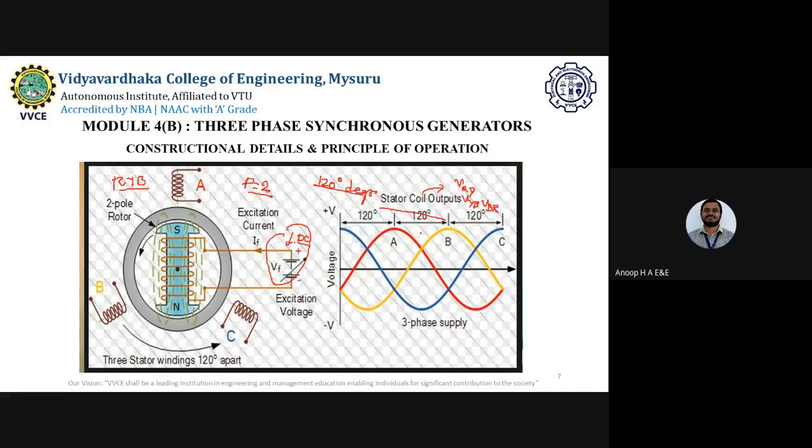So you have the three stator windings, as already seen here, A, B and C. What I've seen here is that I've taken the axis line, and these axes have a 120-degree displacement with respect to each other.